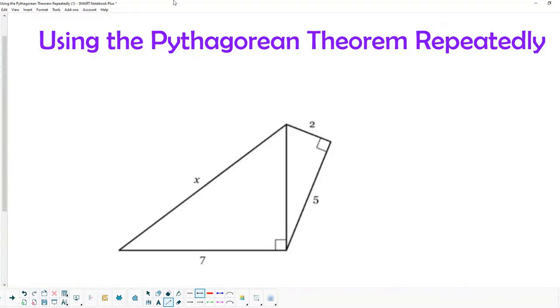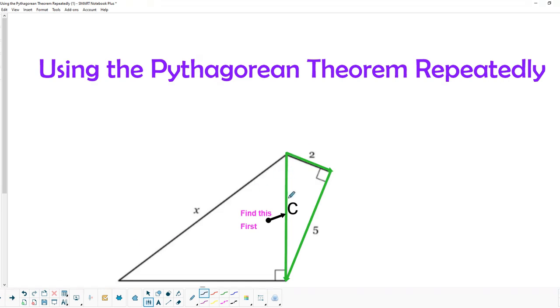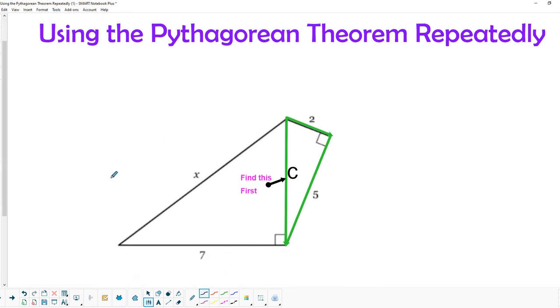Topic, and that is using the Pythagorean theorem repeatedly. So an example kind of like the one you're looking at here, you're asked to find x, but in order to do that, you have to find more information from the rest of this diagram. So essentially, you find this length first, which would actually be the hypotenuse of this smaller triangle over here. Once you find that number, you can use it combined with this 7 to find x. And so that's the gist of it.